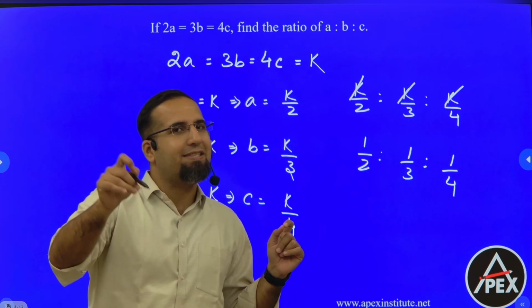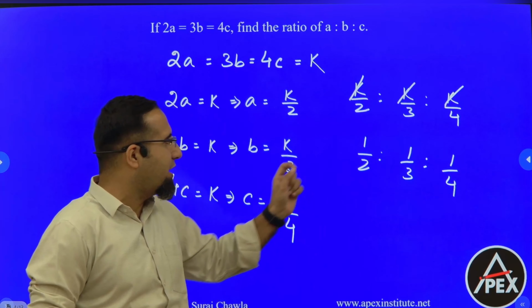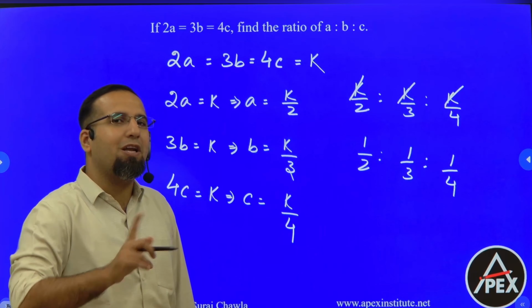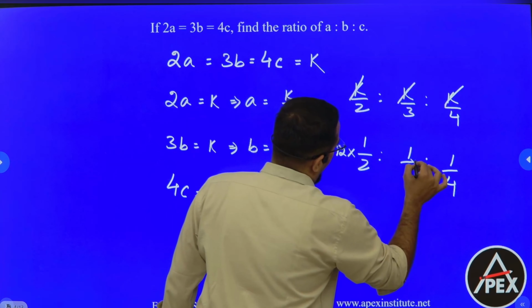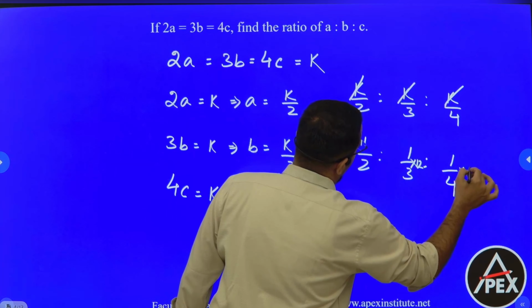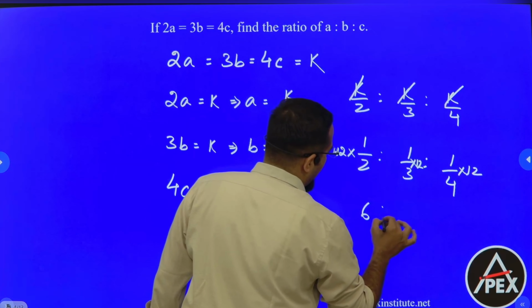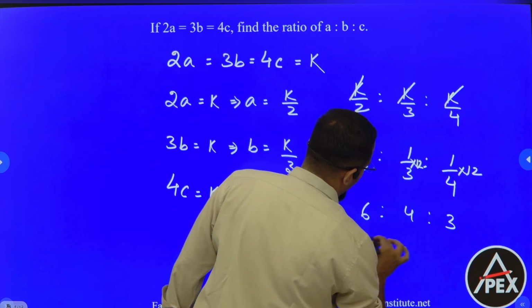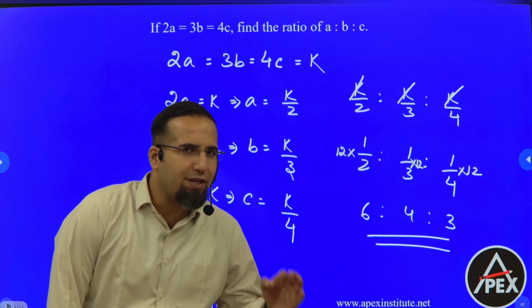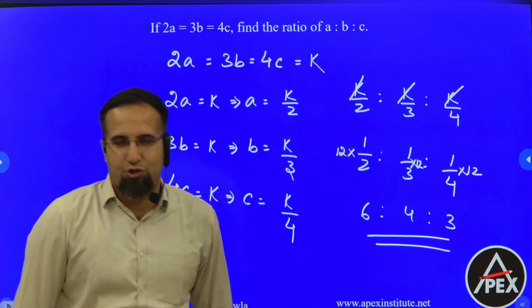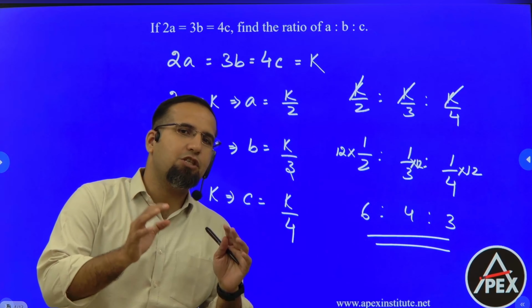You always take LCM of denominators, that is 2, 3 and 4, the LCM is 12. And we multiply 12 to each term of the ratio. So, I multiply 12 here, I multiply 12 here, and I multiply 12 here. That means my final ratio becomes 6 is to 4 is to 3, which should be the answer of this question. Now, this is the mathematical approach. Now, let's understand a shortcut to this.